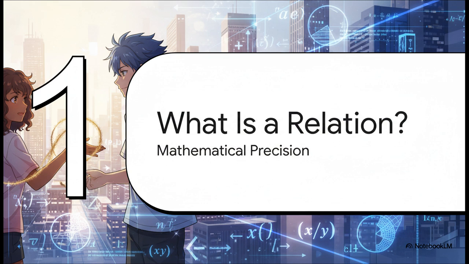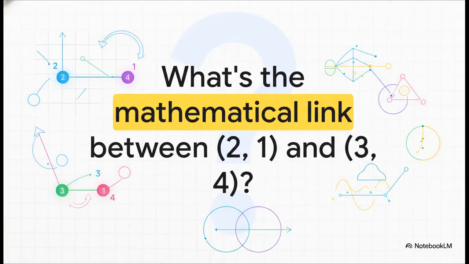When you and I talk about a relationship, it can mean a lot of different things, right? It's kind of a fuzzy idea. Well, what math does is it takes that fuzzy idea of a connection and gives it a crystal clear, super precise definition. So imagine you see a couple of pairs of numbers, like 2, 1 and 3, 4. What's the story here? Is there some hidden rule connecting them? Is there a link? Well, the tool that mathematicians use to define and explore exactly that kind of connection, that's what we call a relation.